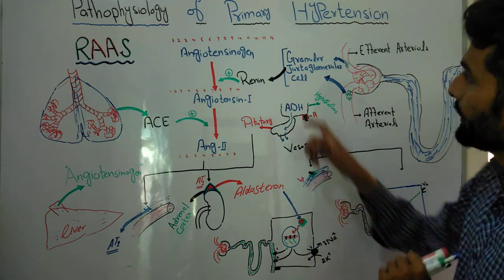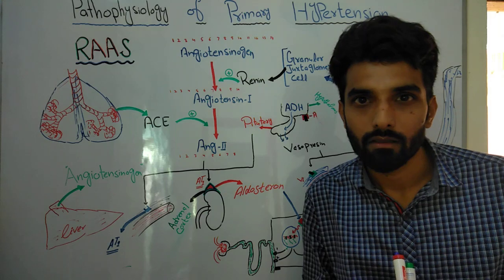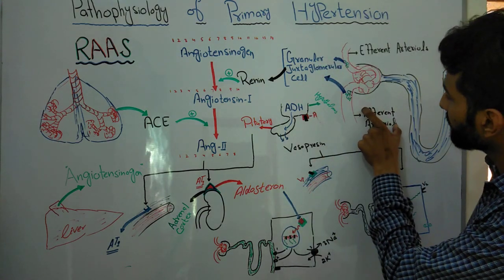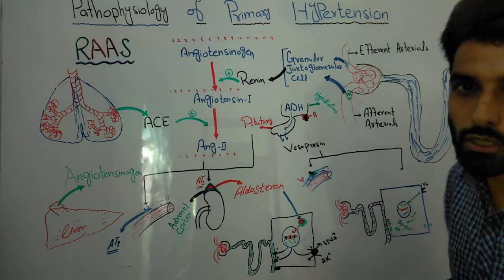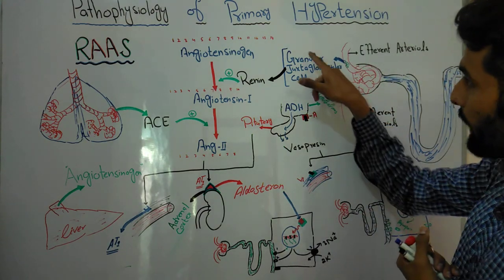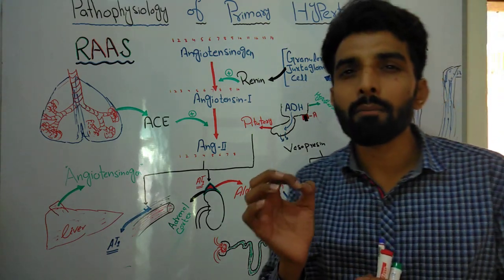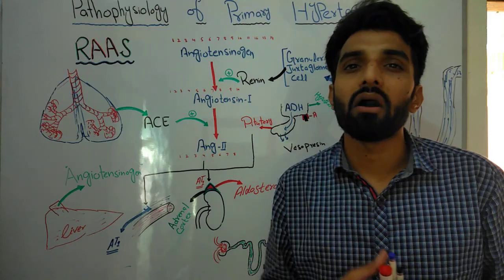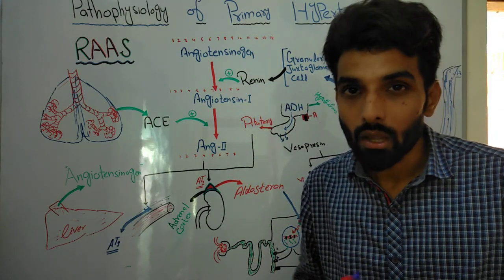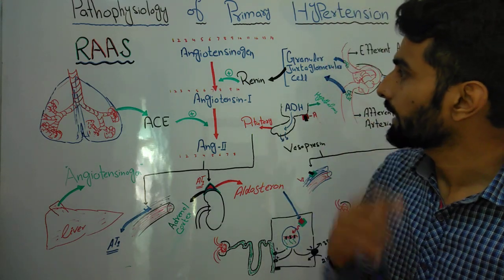Here you can see granular juxtaglomerular cells. These cells are very specific and they are present on the afferent arterioles and efferent arterioles in the nephron. These granular juxtaglomerular cells release a very important protein, a very important hormone called renin. Okay, what is the function of renin? We'll talk about it right after a minute.